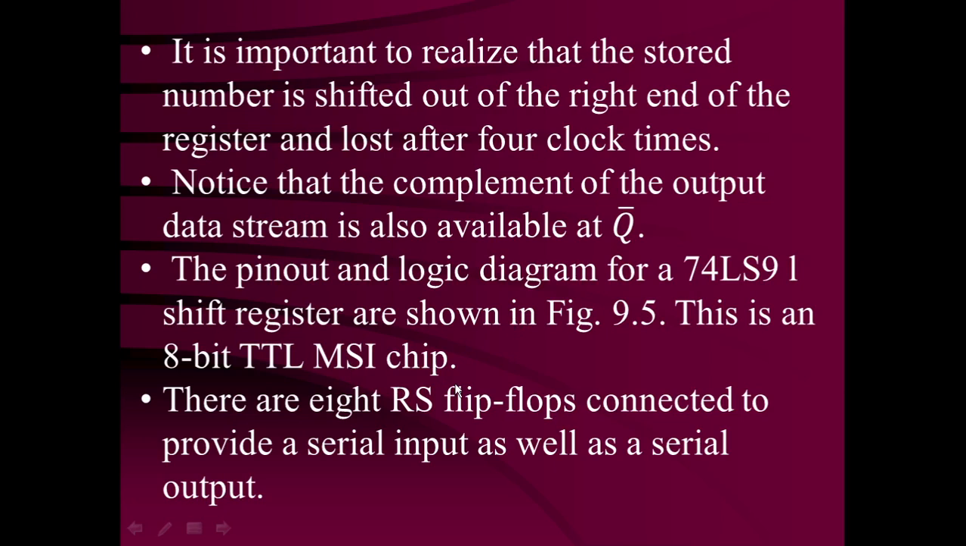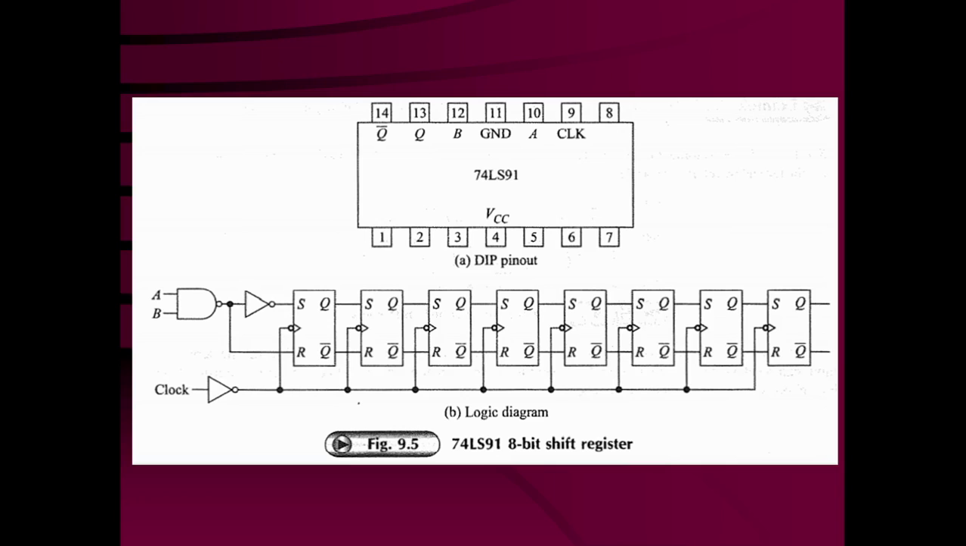There are 8 RS flip-flops connected to provide a serial input as well as serial output. So in this IC, they have utilized the RS flip-flop. Using the RS flip-flop, you can also prepare a serial in, serial out shift register. Instead of JK, you can utilize an RS flip-flop here.